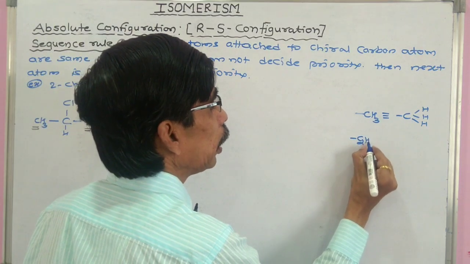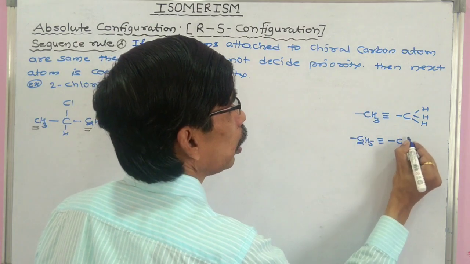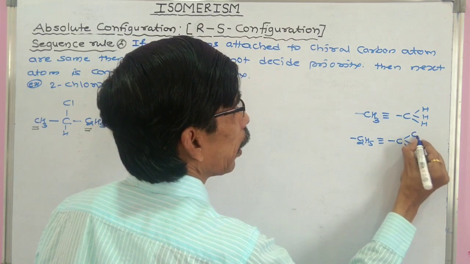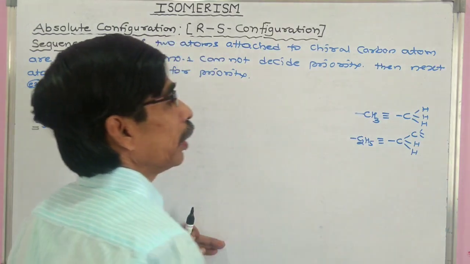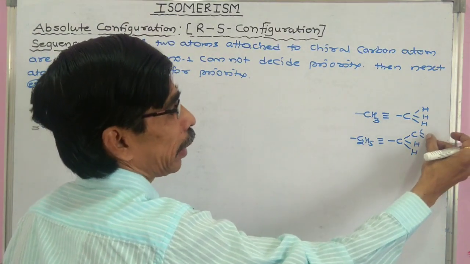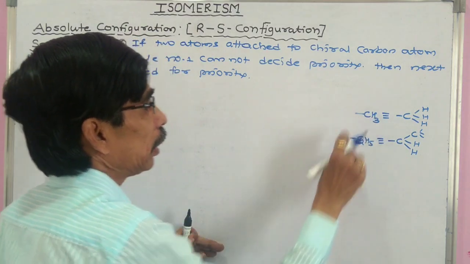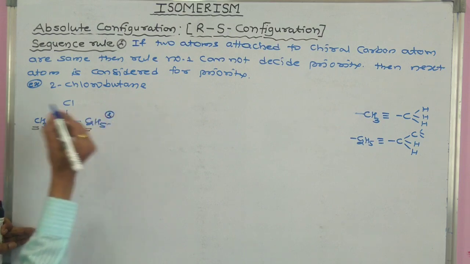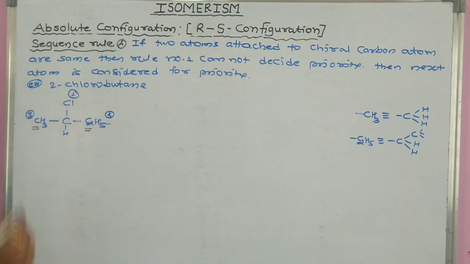Now we can write this C2H5 in this manner. That is C, and the second atoms here are carbon, H and H. So in this comparison, the second atom is hydrogen in one and carbon in the other. Therefore, this C2H5 has higher priority than CH3. So in this priority order, C2H5 has the second priority, first priority goes to Cl and third priority goes to CH3.